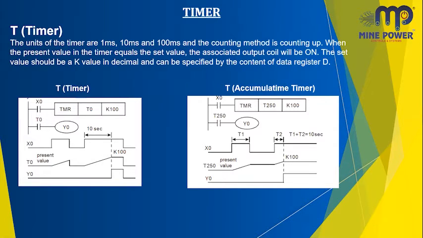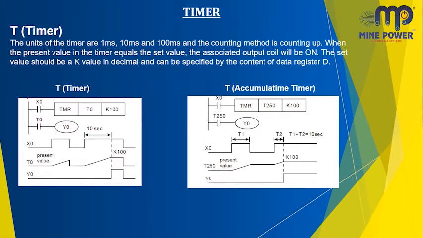When X0 is on, the timer count starts. If you give 10 milliseconds, then the timer counts up to 10 milliseconds. Then T0 changes from NO to NC, and Y0, the output, turns on. This is the process of the timer.